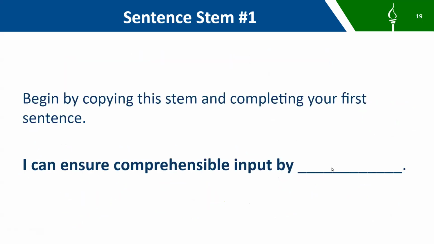But pick one idea and you're going to finish this sentence stem. I can ensure comprehensible input by. So I'm going to give you a moment to write that down. You're not going to share it in chat this time, but just complete that sentence for now. All right, and I need to see, we have 26 participants.